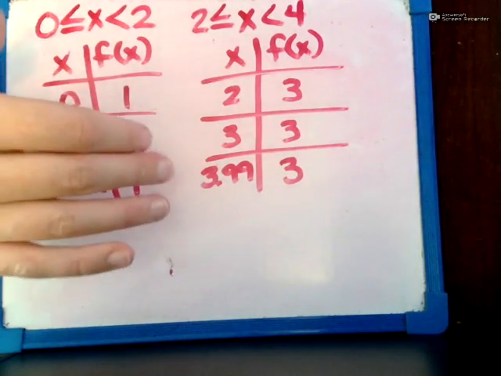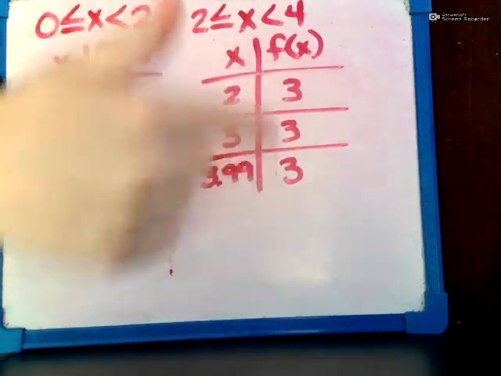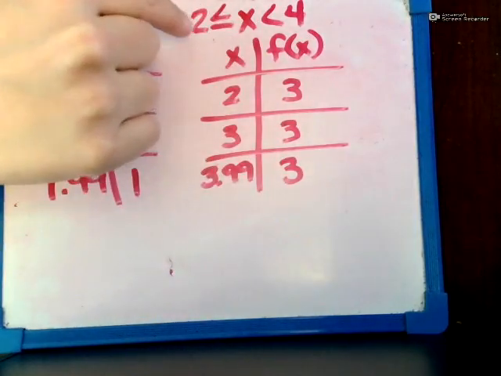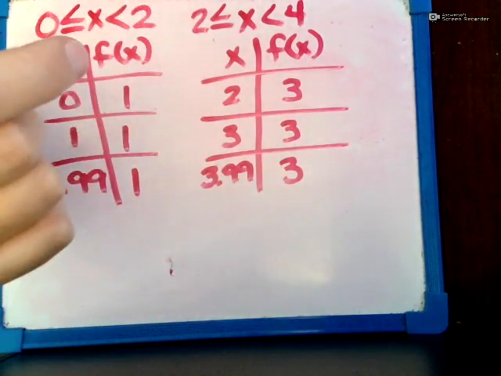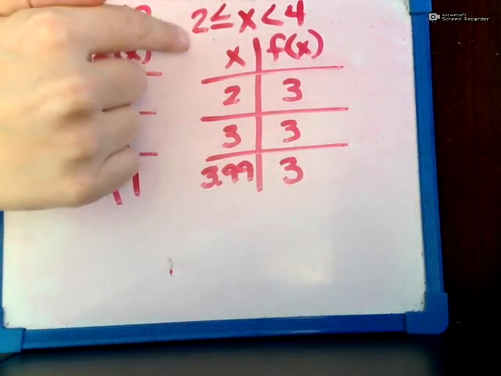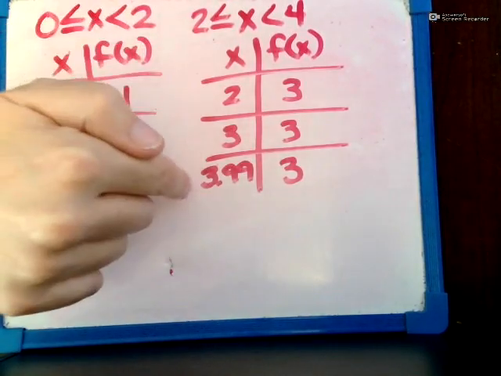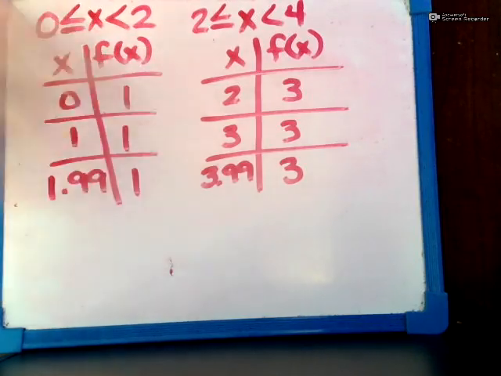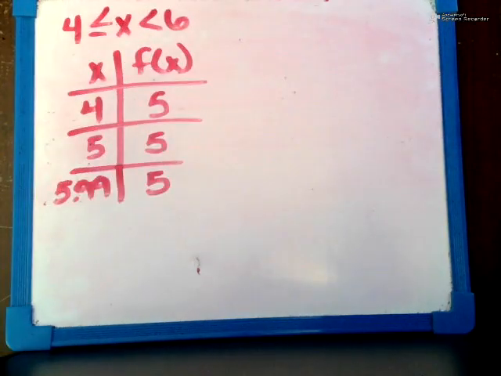Here's the next step that it gave us. It said that f of x is going to be 3 when x is greater than or equal to 2 and less than 4. So our x values are 2, 3, 3.99. And in the original problem, it provided us with the information that when x is greater than or equal to 4 and less than 6, so 4, 5, and 5.99, then f of x has to be 5. All we did was take the information that was given to us in the problem and translate it into table form.